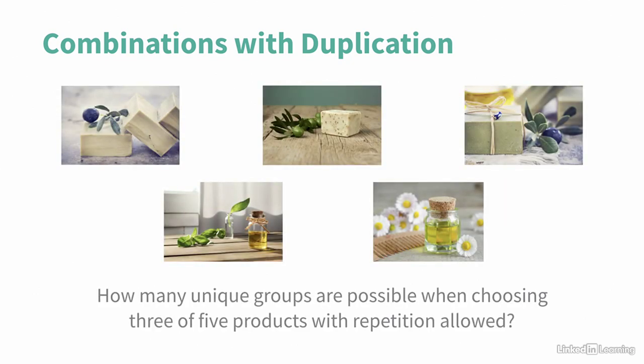So how are we going to approach this? Well, the idea is that we need to determine how many unique groups are possible when choosing 3 of 5 products when repetition is allowed. To demonstrate the process, I'll switch over to Excel.